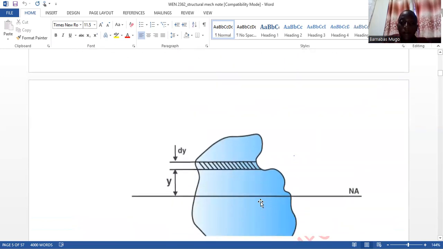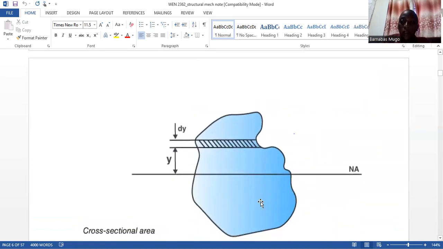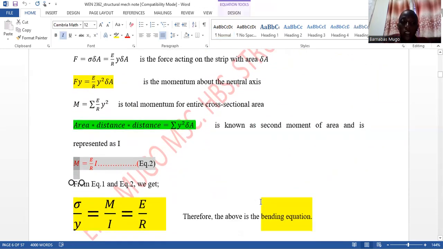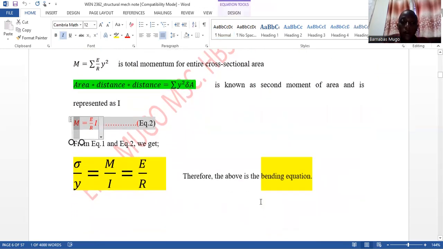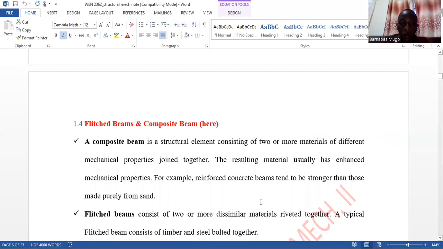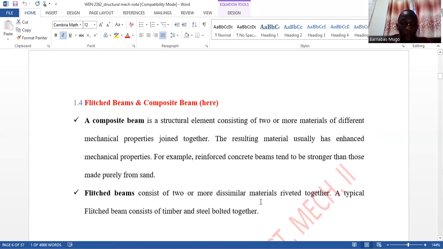And then from there, you consider another layer from the neutral axis. And then from there, you equate to the value of M, and then you get the neutral axis. This equation can only be done when you go to face-to-face class. So just bear with me.